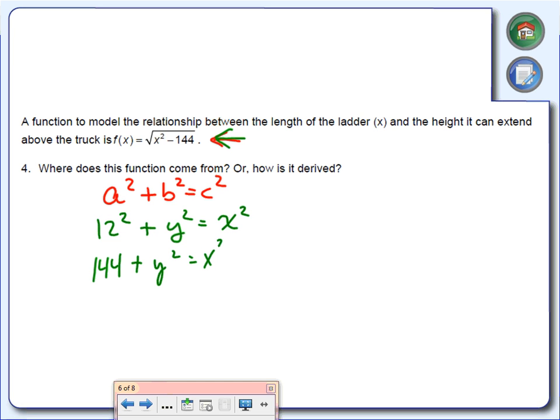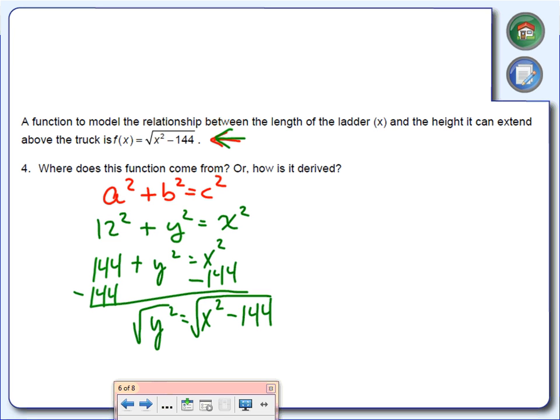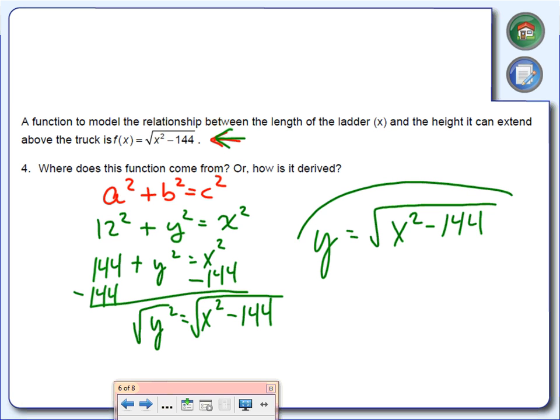We squared the number. What did we do after we squared the number? Subtracted, didn't we? We subtracted the 144 from whatever was over here, which would give me y squared equals x squared minus 144. What was the last step that we did? Square root. Square root both sides, which is going to leave us with y equals the square root of x squared minus 144. That's how they came up with that thing over there, from a squared plus b squared equals c squared. All right, that was number 4.